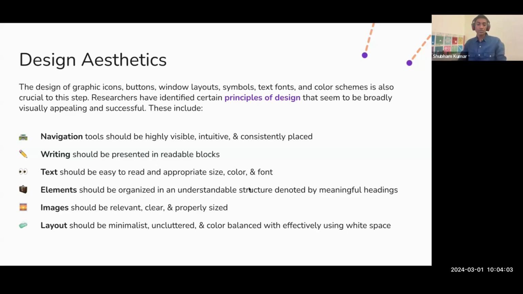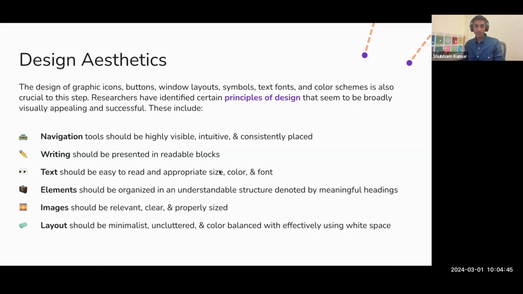And so some things to keep in mind as you build your application, as you see on the slide, start with navigation. Make sure navigation is clear, you are writing in blocks, text is easy to read, elements are clearly organized, images are clear, and the layout is uncluttered. These are simple things, but as you build your application, you may find it becomes a challenge as you're designing or developing it. Going back to these would always help you make sure that your design aesthetics is something you're able to keep in mind as you build your product.